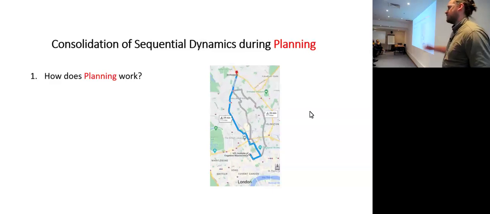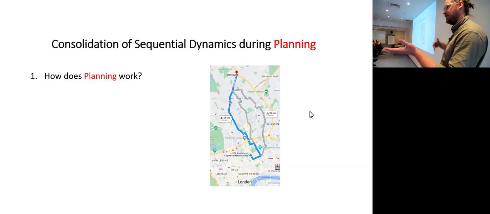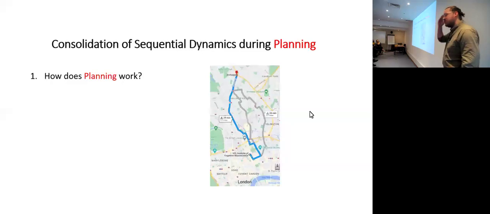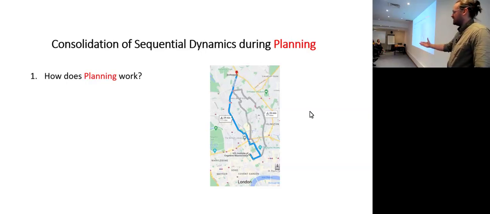You might think of it as a toy example, like when I cycle home from here at the end of the day to where I live, close to Archway, how do I plan my route as I go home? And from the perspective of reinforcement learning, there's sort of a canonical answer. The answer is through model-based reinforcement learning.